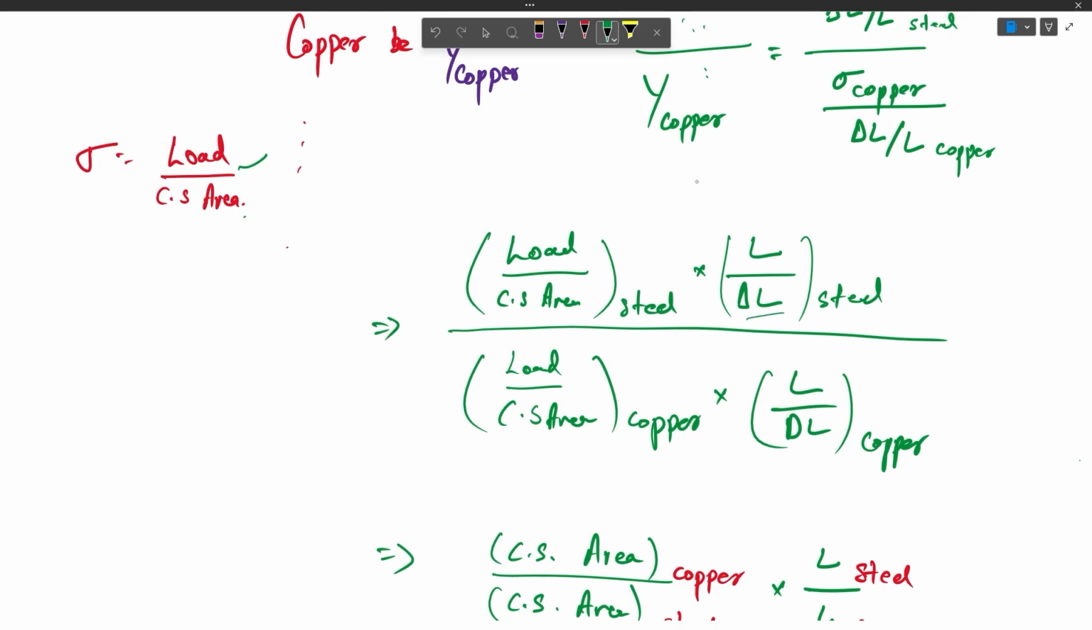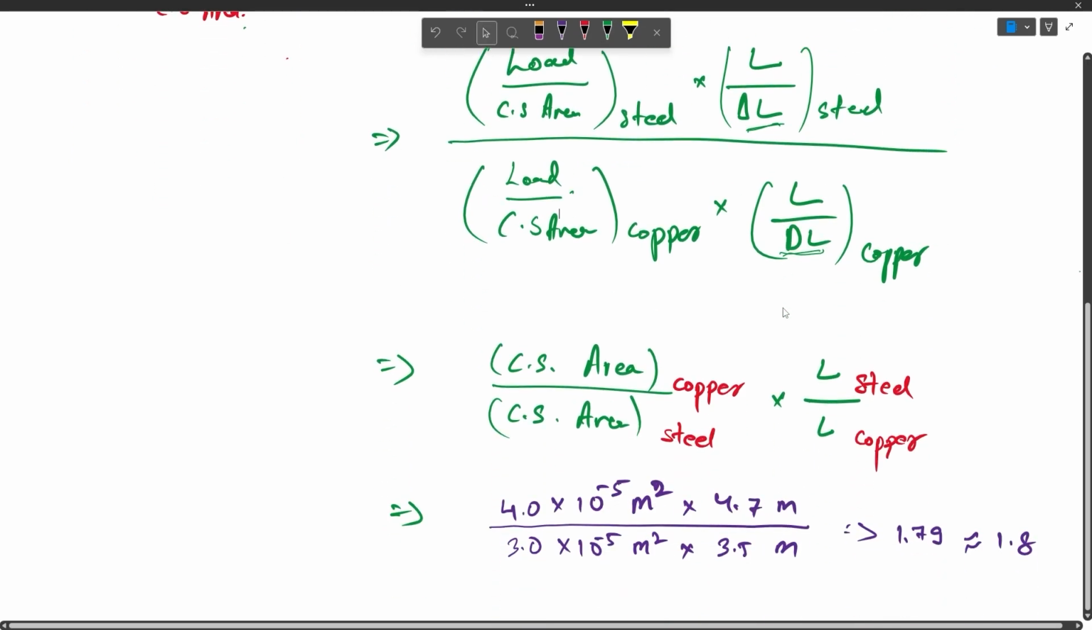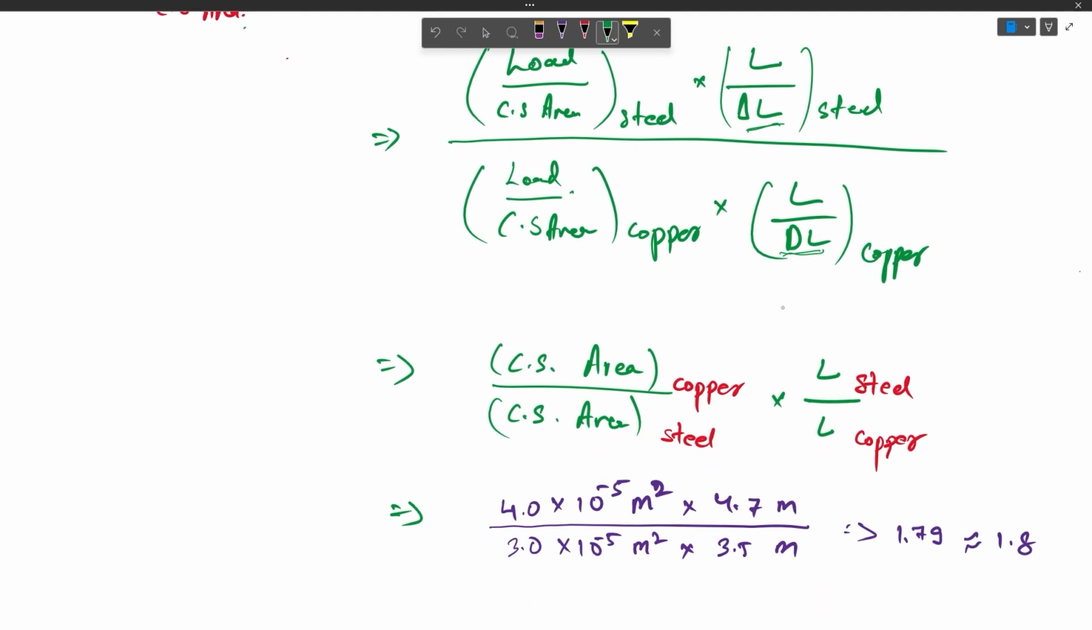Here delta L is the change in length, and we know that delta L for steel and delta L for copper is both equal, so the ratio of delta L of both will result out to 1. We also know that the load given to both the wires is the same, so this will result out to 1 as well. Now upon further simplification, we get the ratio of the Young's modulus of steel to that of copper to be equal to the cross section area of copper multiplied with the length of steel divided by cross section area of steel multiplied with the length of copper. So upon solving, we get the ratio to be equal to 1.8.